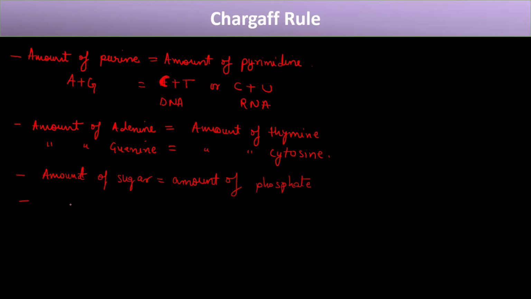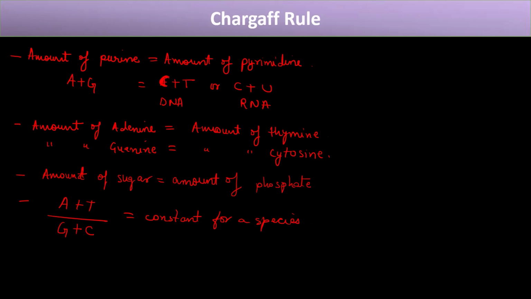And the last rule is that the ratio of A plus T, adenine plus thymine, to guanine plus cytosine is constant for a species. If you talk about humans, if you sum adenine plus thymine and take a ratio to guanine plus cytosine, this will be constant for all humans. But it can vary, like if you compare the dog with the human, this ratio will vary. But among all the humans, this ratio will be the same. So this is the Chargaff rule.